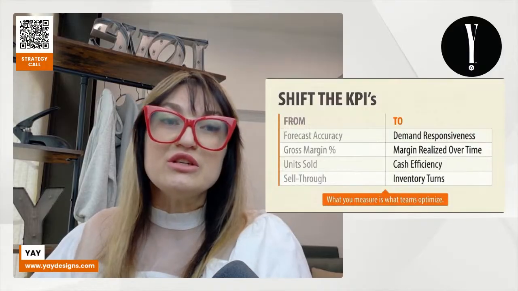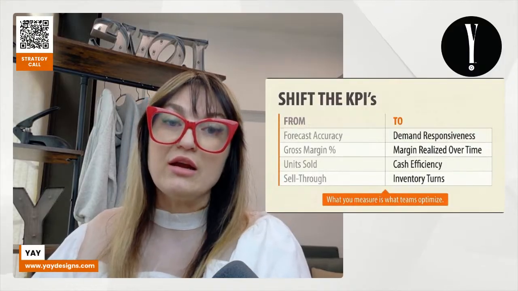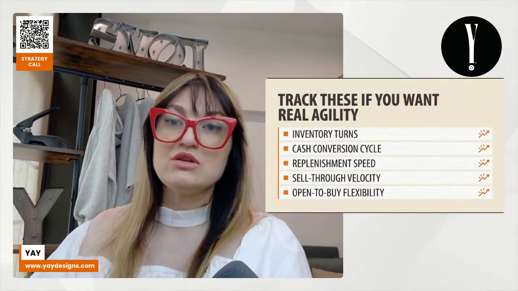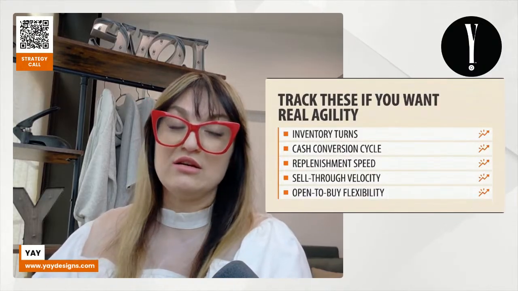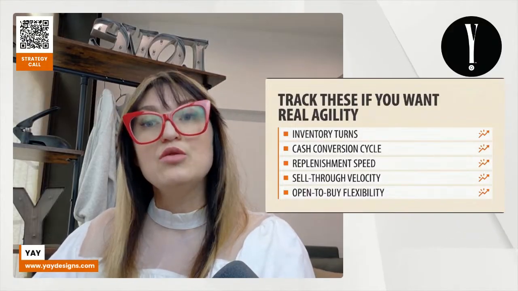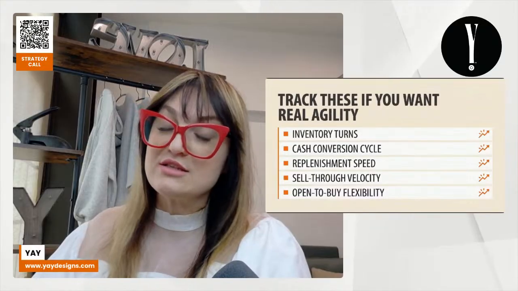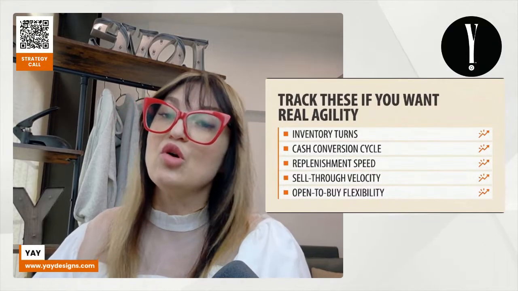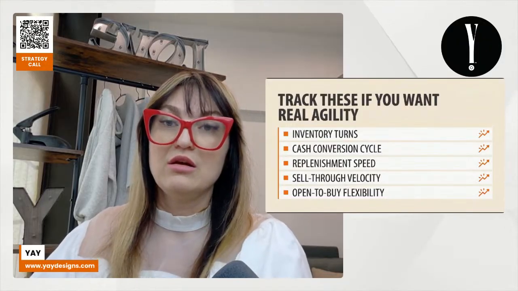If you want agility, you really have to start tracking. You want to track inventory turns. You want to track your cash conversion cycles. You want to start tracking your replenishment speed. You want to start tracking your sell-through velocity. And if you are selling direct to consumer, you also want to look at your open to buy flexibility.